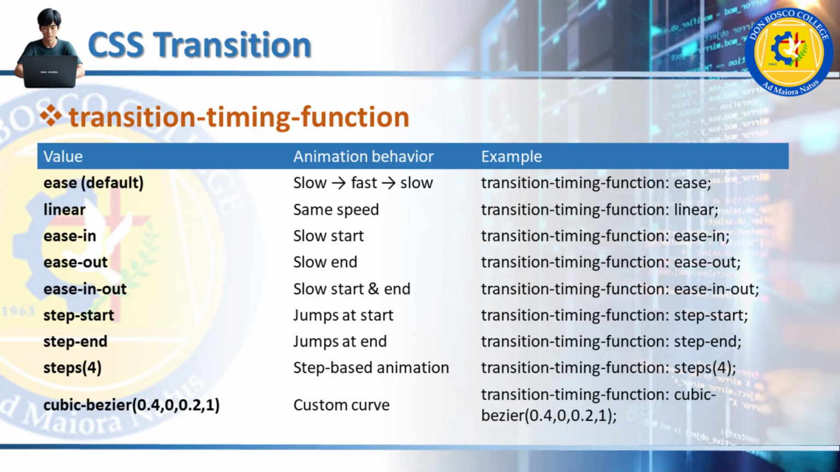The step-start value causes the animation to jump immediately at the beginning, while step-end makes it jump at the end. The steps function creates a step-based animation divided into 4 intervals. Finally, cubic-bezier(0.4, 0, 0.2, 1) allows you to define a custom speed curve.